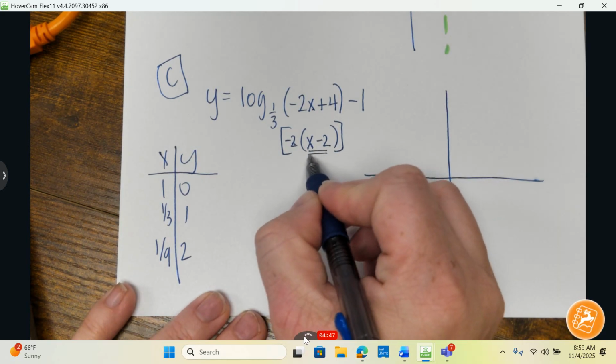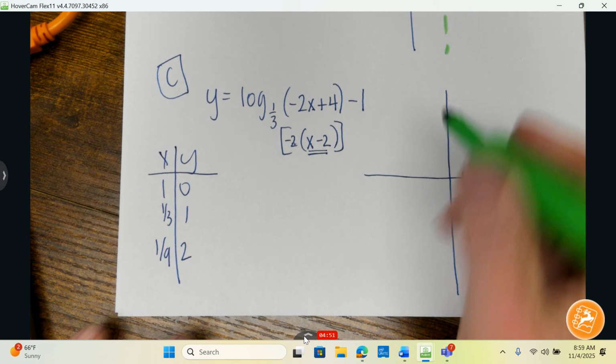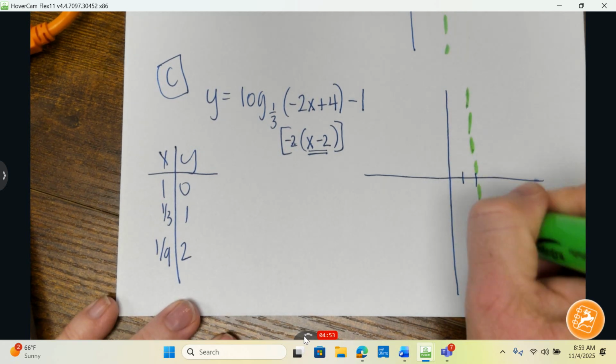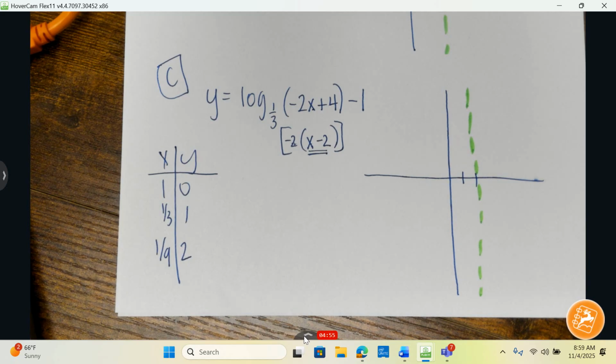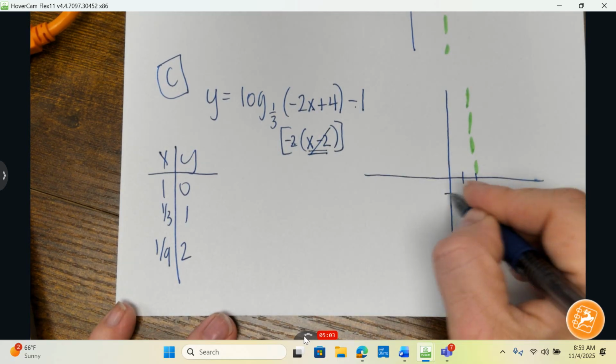I'm shifting this to the right 2. This is a very difficult problem. And just so I can see, for those that are live with me, how many of you actually shifted the vertical asymptote to the right 2? Wow, about half of us, that's hard to do. Okay, got that? And now I'm shifting it down 1.